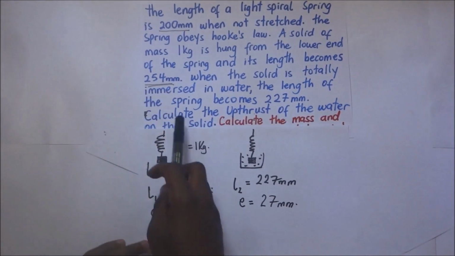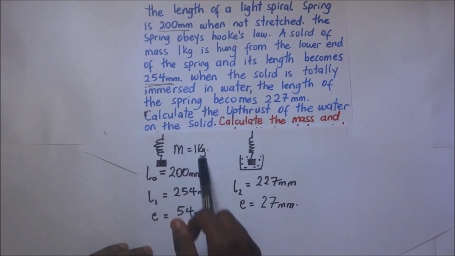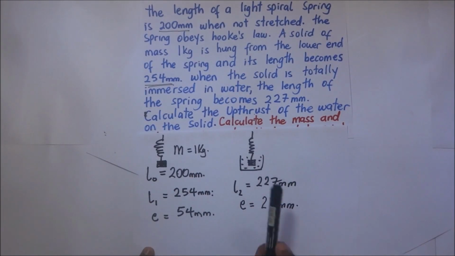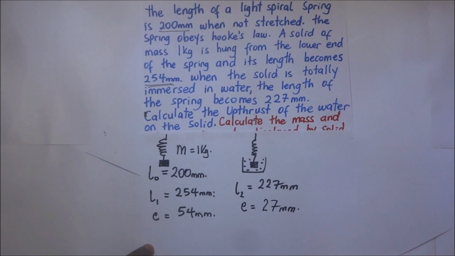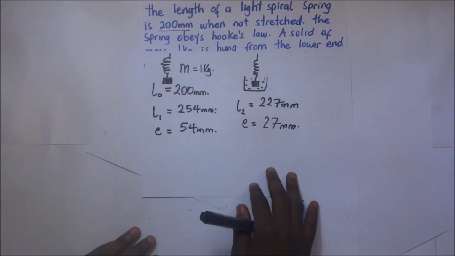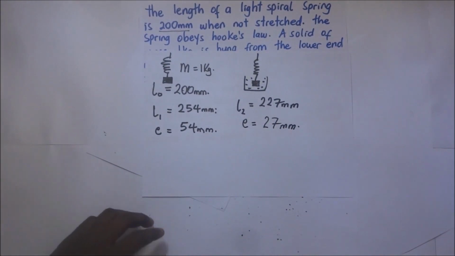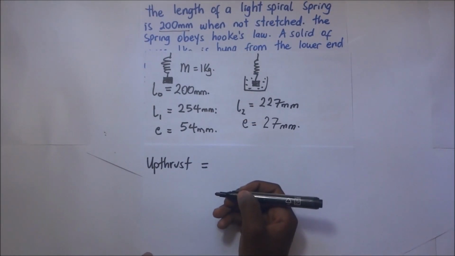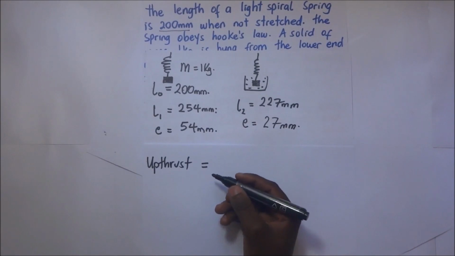Now they're asking us to calculate the upthrust of the water on the solid. So when it's in water, what's the upthrust? Of course, we are going to use Archimedes' principle to interpret this. Archimedes' principle is that when a body is wholly or partially immersed in a fluid, it's going to experience an upthrust force, and that upthrust force is equivalent to the weight of the fluid displaced.